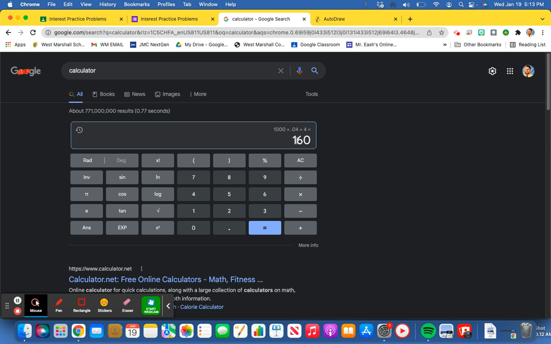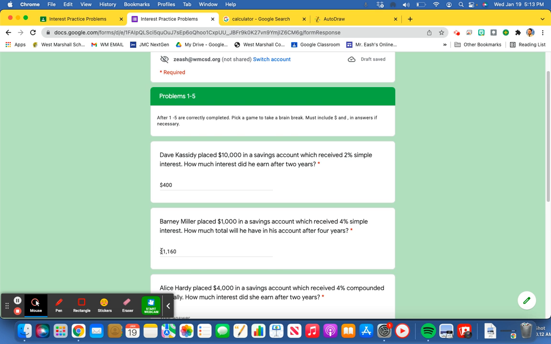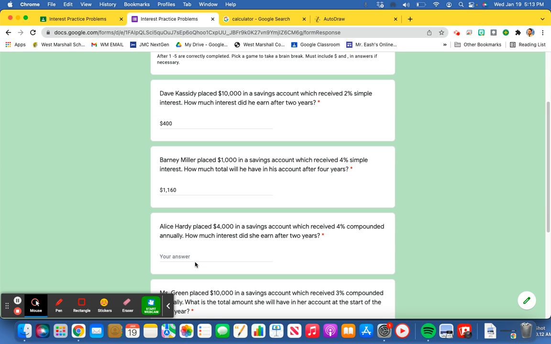Okay, that tells me he got $160 in interest, but I want to know how much is in the account total. So I need to add my principal, my 1,000, my initial investment, 1,000 plus 160, and I will get $1,160, and that will be the answer because it's asking for a total. And remember I got to have my comma and my dollar sign there. Okay, so there are the first two done for us together.